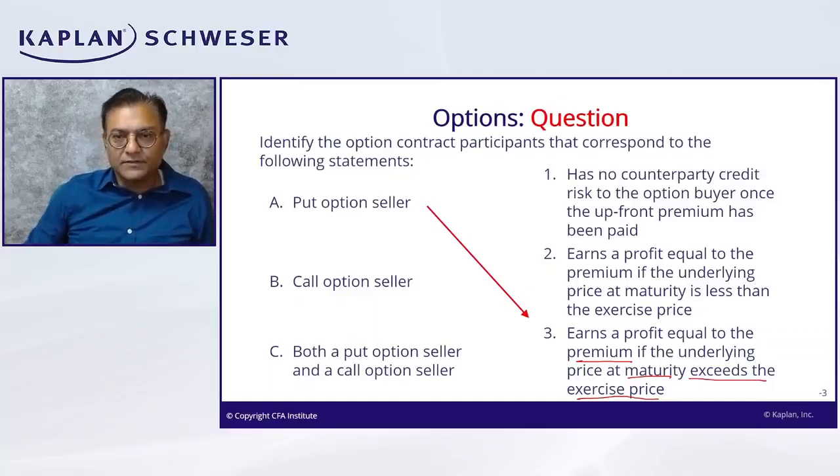Call option seller earns a profit equal to premium if the underlying price at maturity is less. So things don't go well, then the call option seller benefits. So that is choice 2.